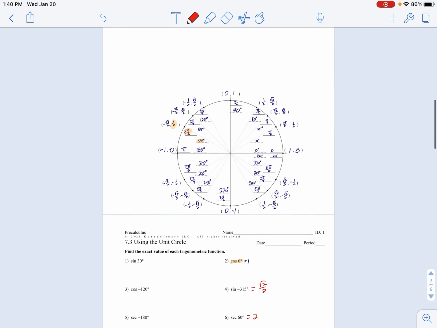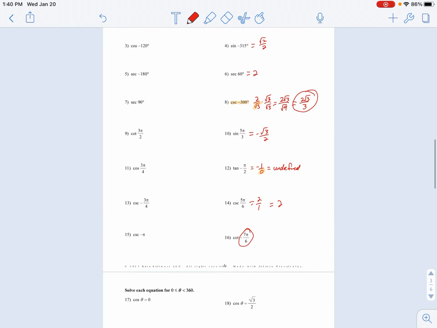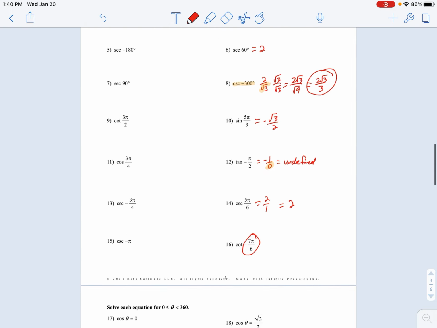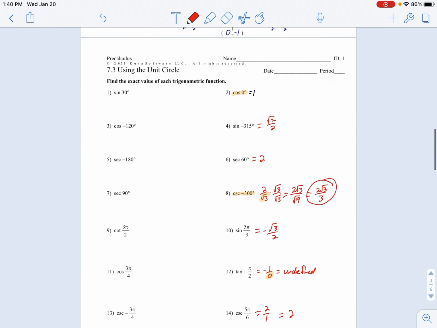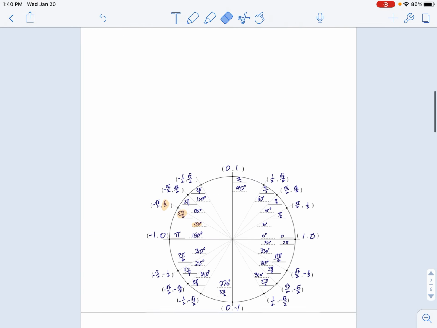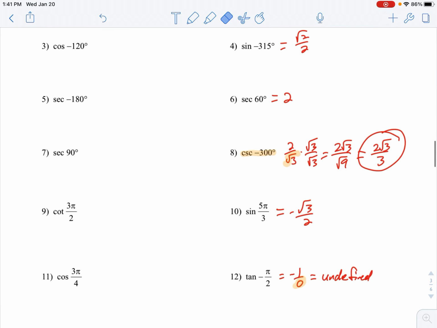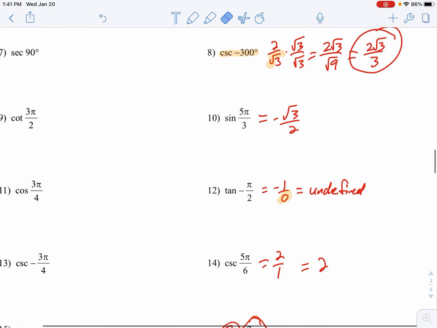So do you see how this works? Locate the angle on the unit circle, see which trig value you're supposed to do, check your notes if you need to, and then you get your answer. And if there happens to be a radical in the bottom, you got to rationalize it, like this one. Or if there's a 0 in the bottom, it's called undefined.